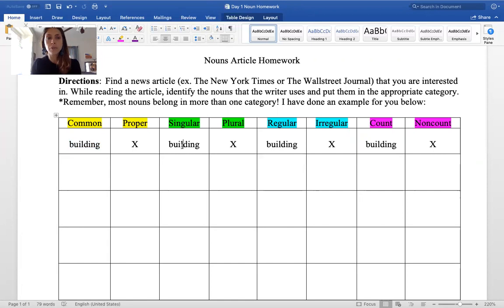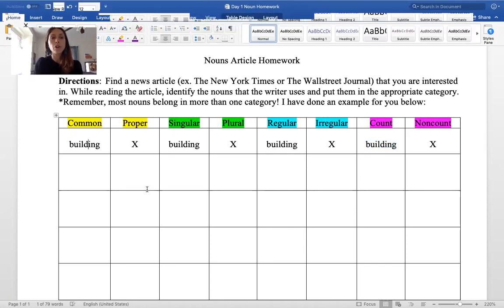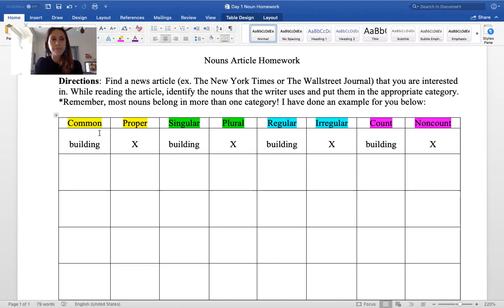Is building singular or plural? Does it have an S on it or does it not? It doesn't, so that means it's singular. If I did pluralize building, is it a regular noun or is it irregular? I would just add S to building, so that means that it's a regular noun. And can I count buildings or can I not? You can count buildings. 1 building, 2 buildings, 3 buildings, some buildings. So I would put it under count. So you can see that I chose which one in each category, and I put an X for the ones where it was incorrect, right?